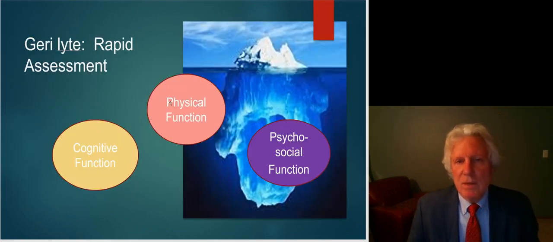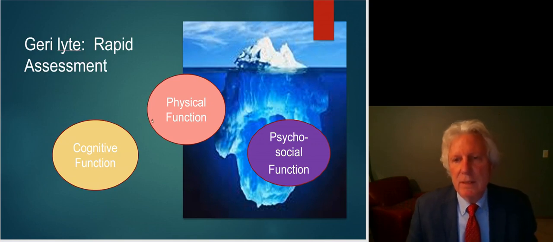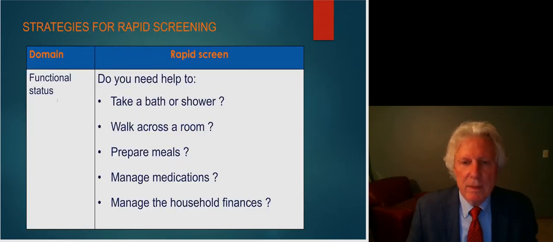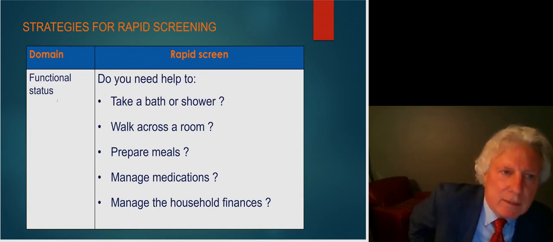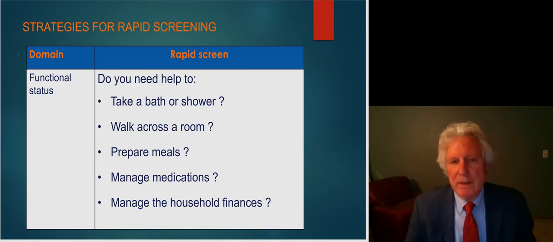So we just want to mention what I call the Geri Light or rapid assessment. These all do a very quick assessment in terms of the domains of cognition, physical functionality, and psychosocial function. So I'll walk you through a few of those elements here. The strategy for rapid screening focuses on functional status.